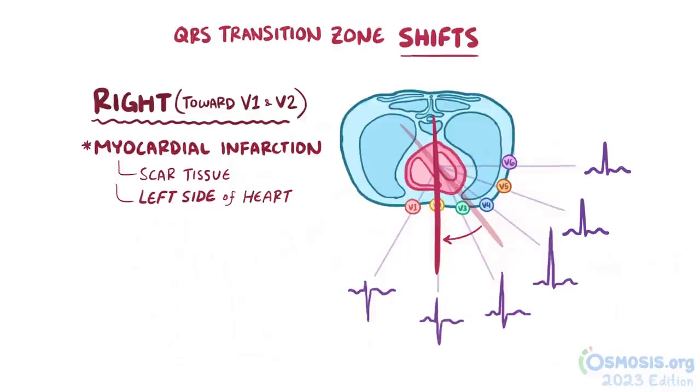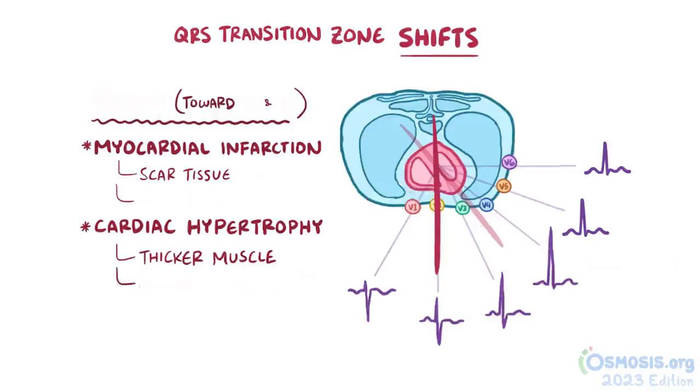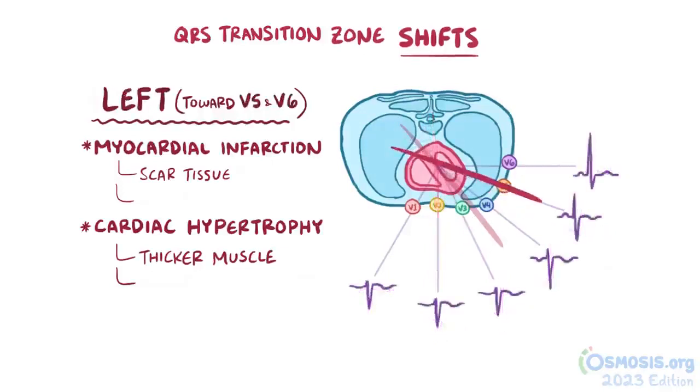Another example of a rightward shift is cardiac hypertrophy, because a thicker muscular wall contributes more to the overall QRS vector. So in this case, in order for it to be a shift to the right, it'd have to be a right ventricular hypertrophy. On the flip side, there can also be a shift to the left, toward V5 and V6. And this can have the same causes, except this time it'd be a myocardial infarction on the right side of the heart, or hypertrophy on the left side of the heart.